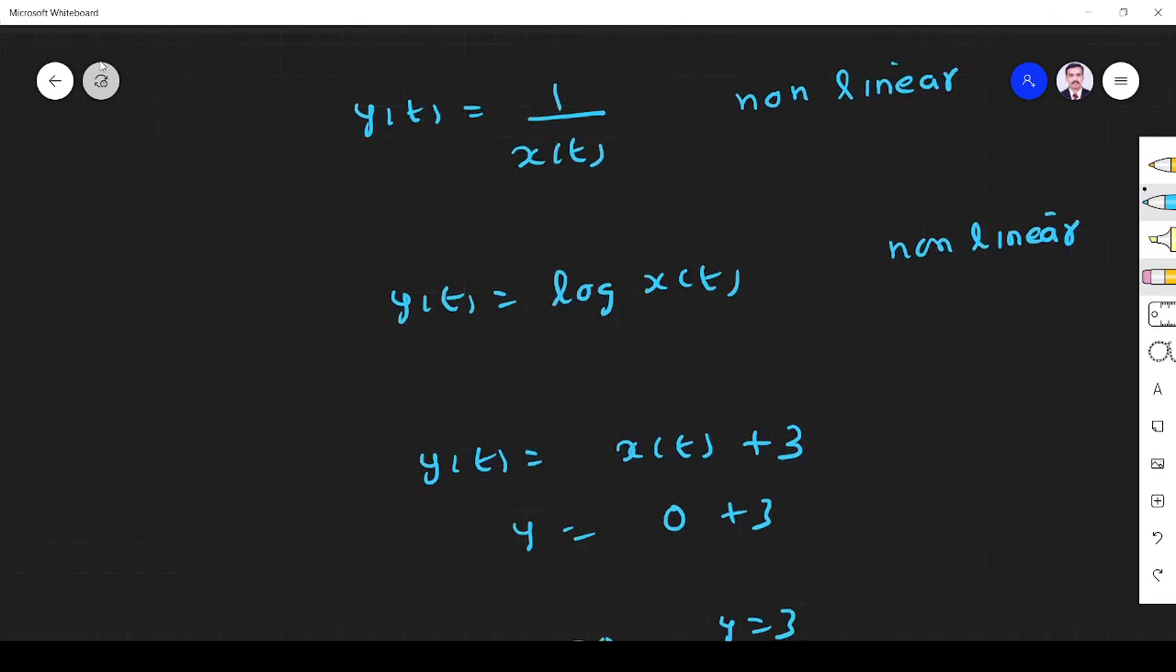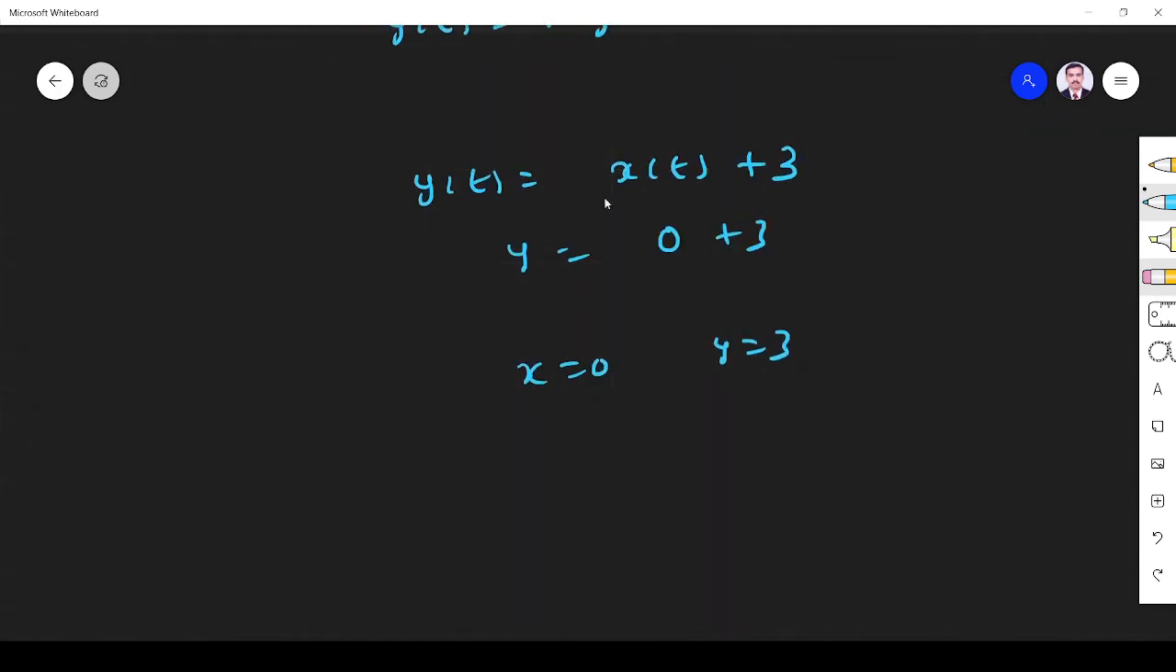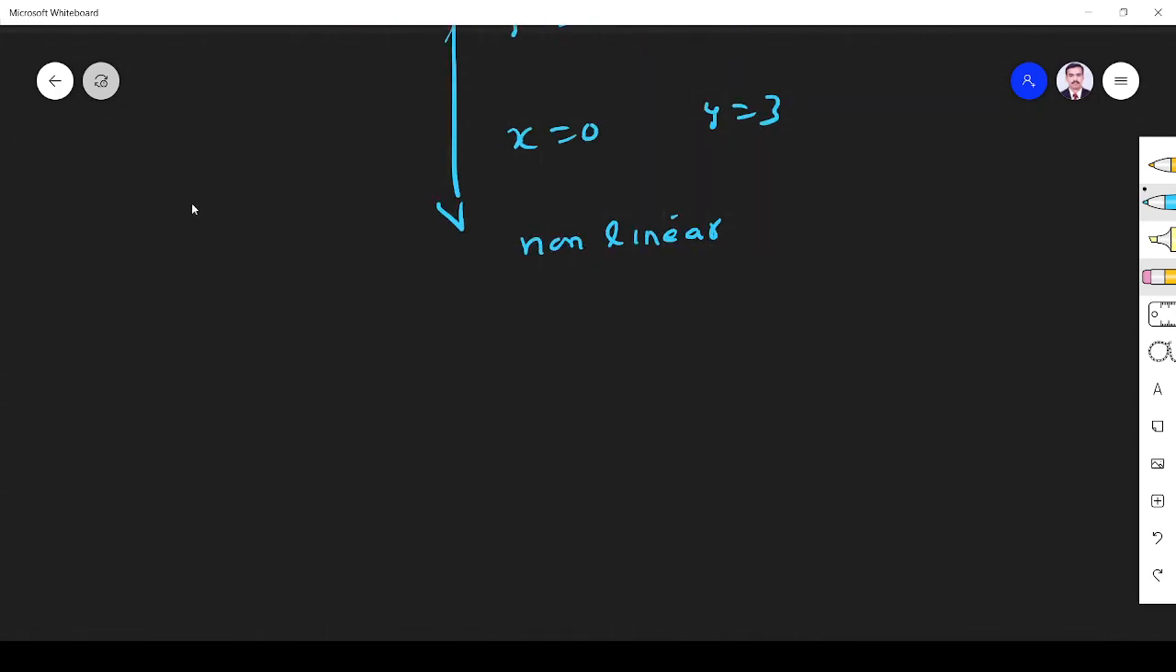Like that also you can say the system is non-linear. Substitute x equal to 0 and find it. Like that you can find. For further shortcuts, you can refer to the EC8451 playlist and the concept.